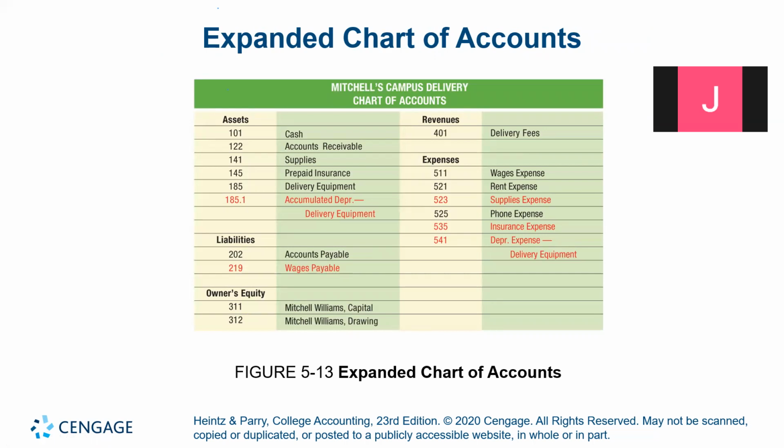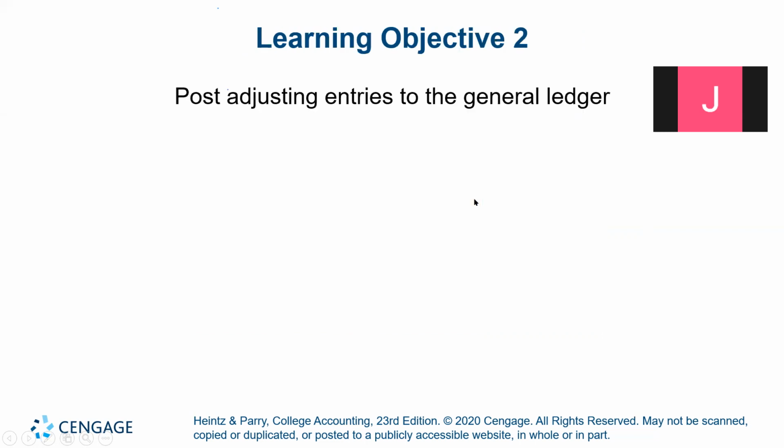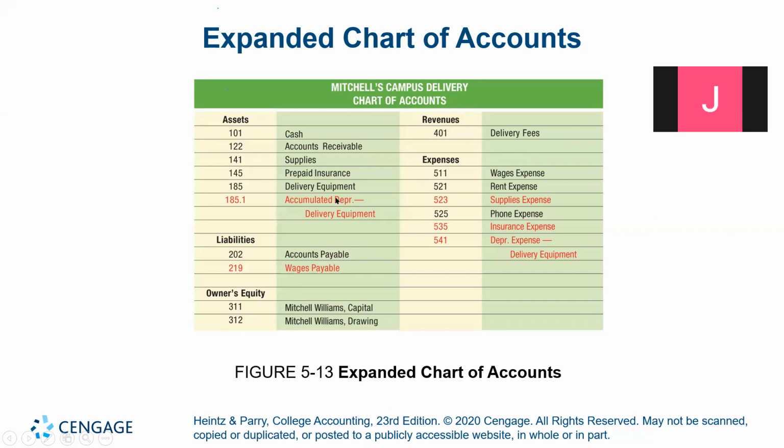Here, they're just showing you some of the accounts. Some of them are new. You're seeing them for the first time in this chapter, okay? Supplies expense, we haven't talked about that yet. Insurance expense, depreciation expense. In other words, those red items there are the ones that will definitely require an adjusting journal entry. Accumulated depreciation, wages payable. Really should say accrued wages payable, but that's okay.